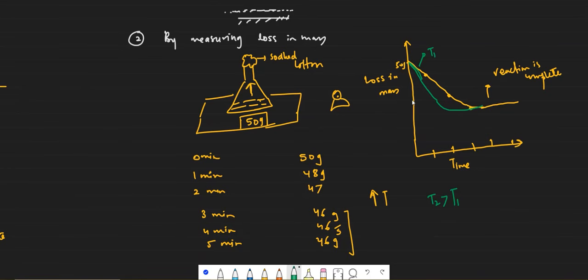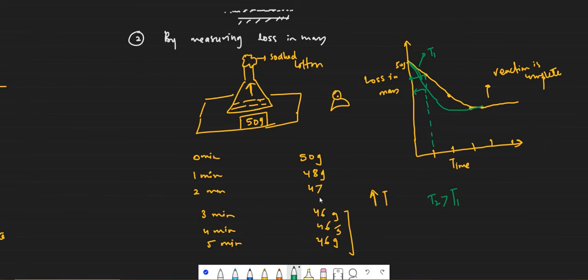You can also use these curves to gain more clarity. Let's say after 1 minute, according to this curve, this is the loss in mass, and according to this curve, after 1 minute, this is the loss in mass. So clearly the green curve has lost more mass, which means it is faster.